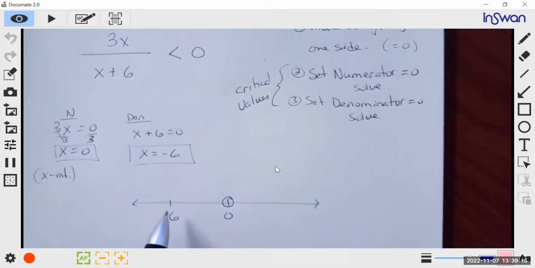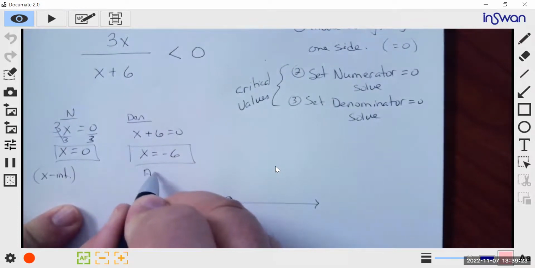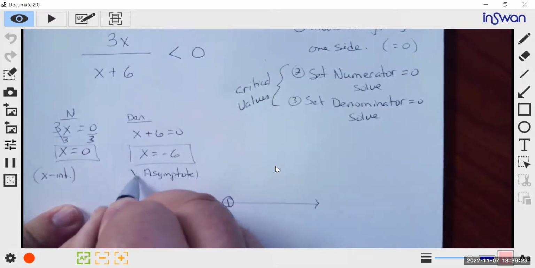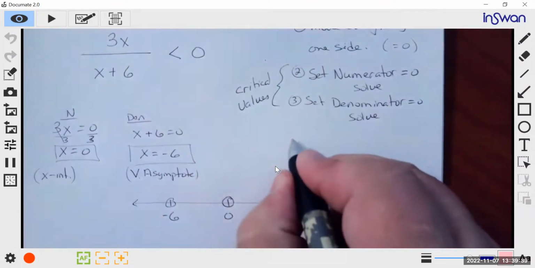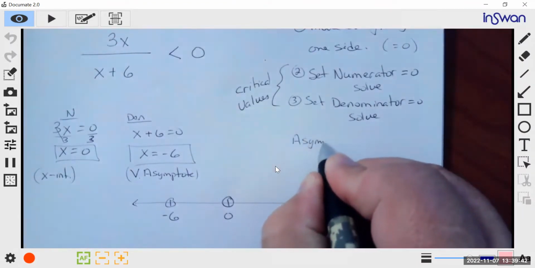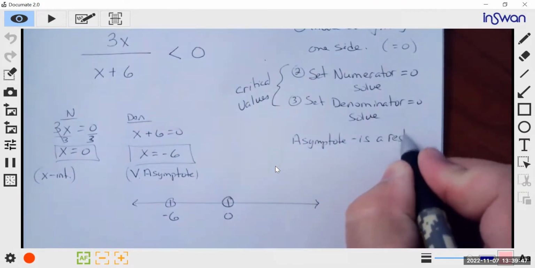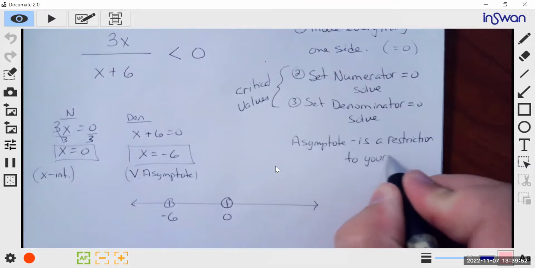Now the bottom number. When you set the bottom number equal to 0, that finds your asymptotes. Your vertical asymptote. This number you can never use. The asymptote, by definition, is a restriction to your domain.